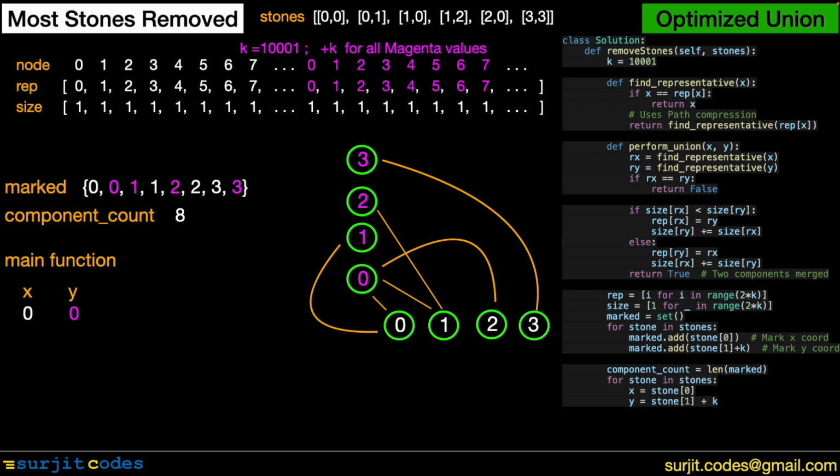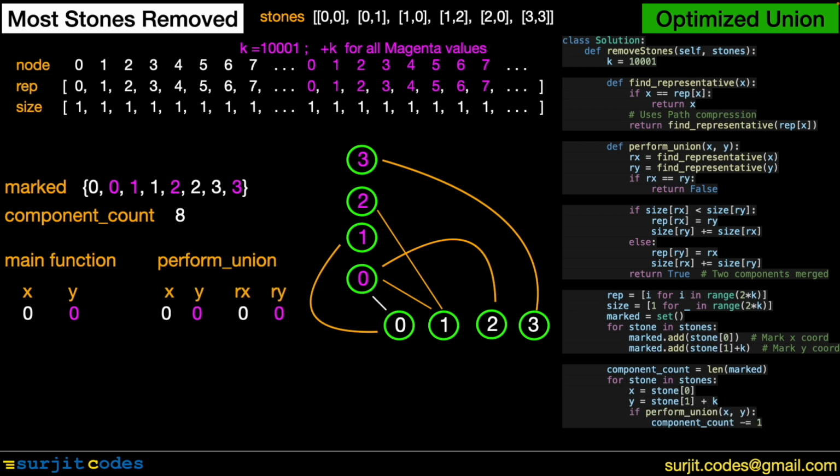In the first iteration, x and y values are 0 and k. We perform their union. Both x and y are their own representatives. After performing union, 0 becomes representative of k also, and the size of group represented by 0 becomes 2. As a result, number of components is reduced by 1.